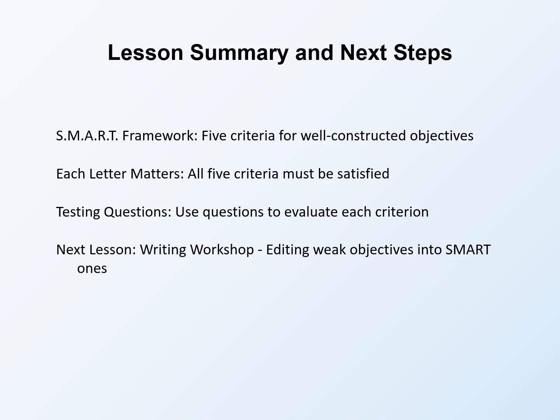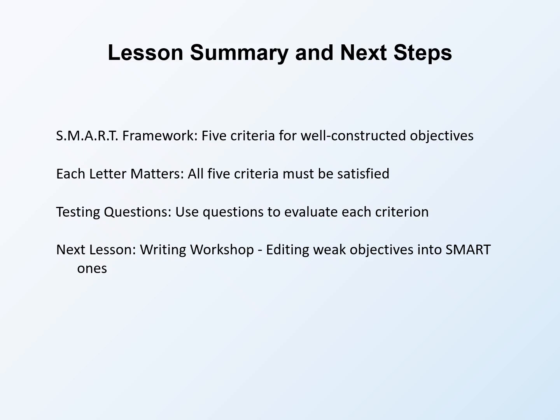Let us summarize the key points from this lesson. The SMART framework provides 5 criteria for well-constructed objectives. Specific, measurable, achievable, relevant, and time-bound together define what makes an objective verifiable and useful. Each letter matters because all 5 criteria must be satisfied. An objective that is specific and measurable but not achievable is still flawed. Meeting 4 of 5 criteria is not sufficient.